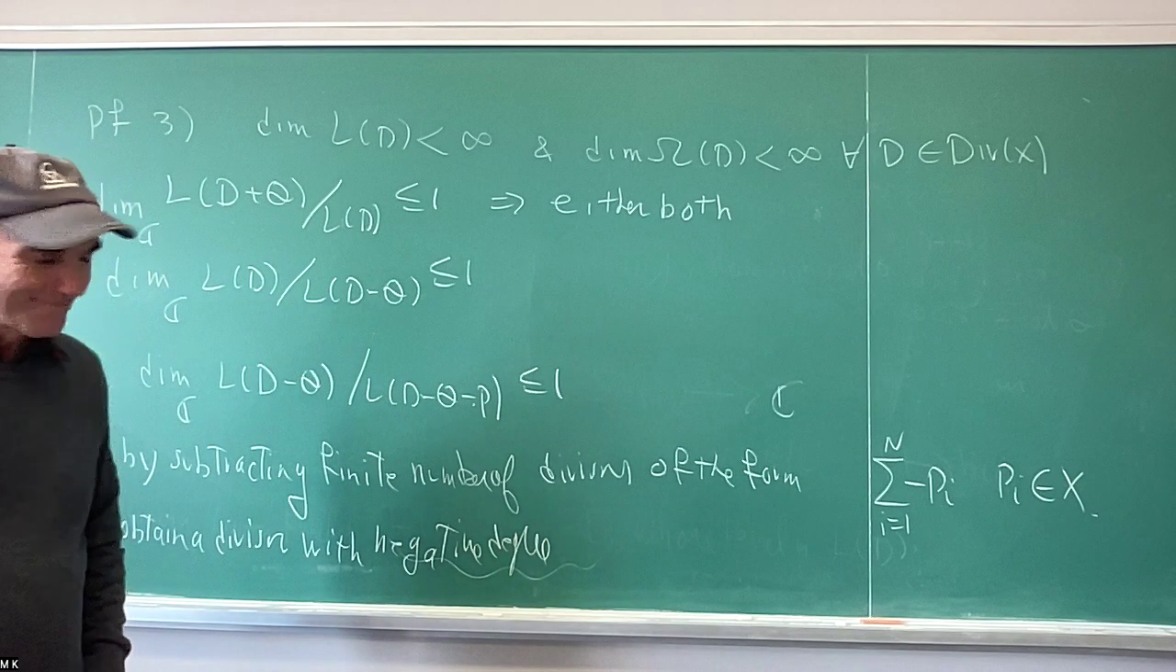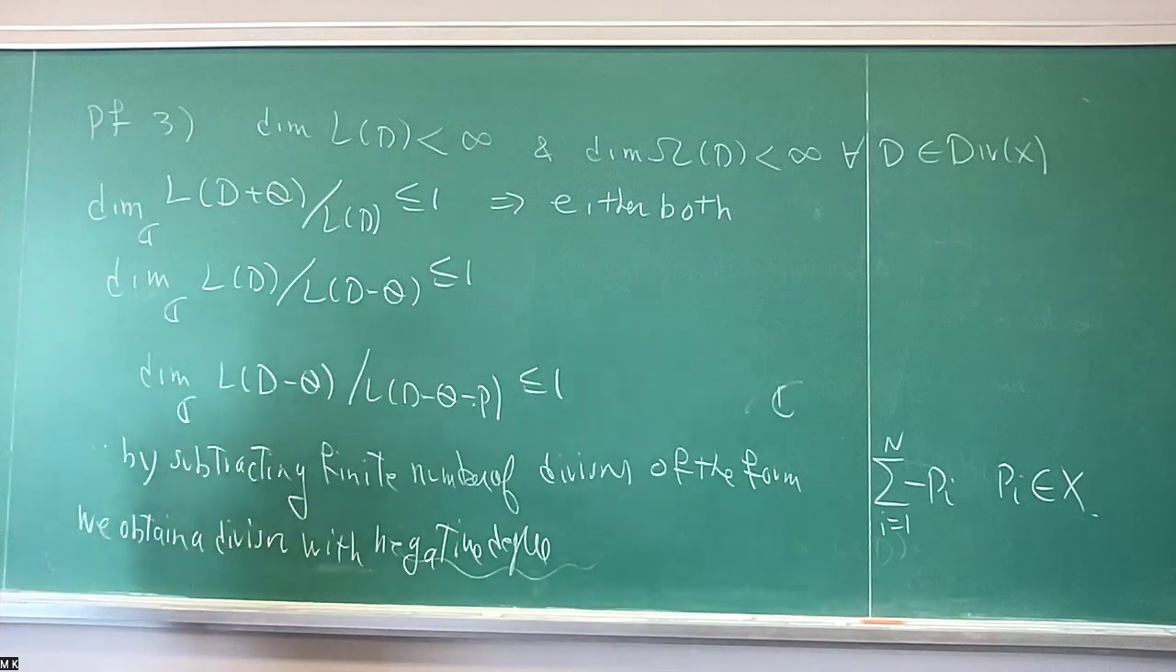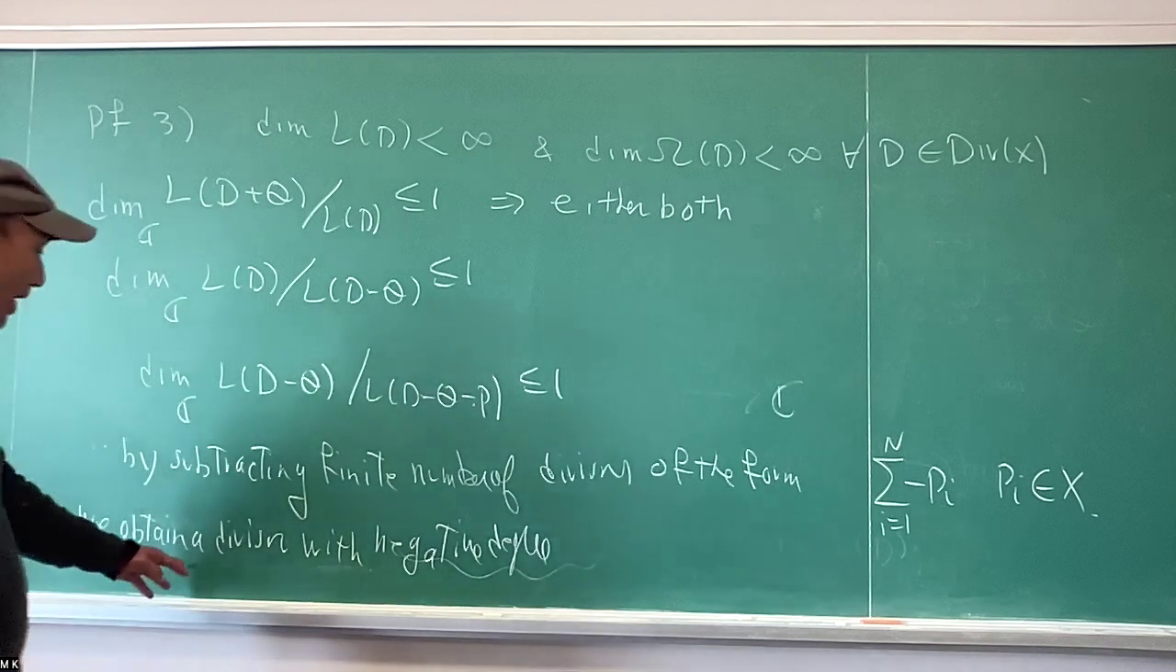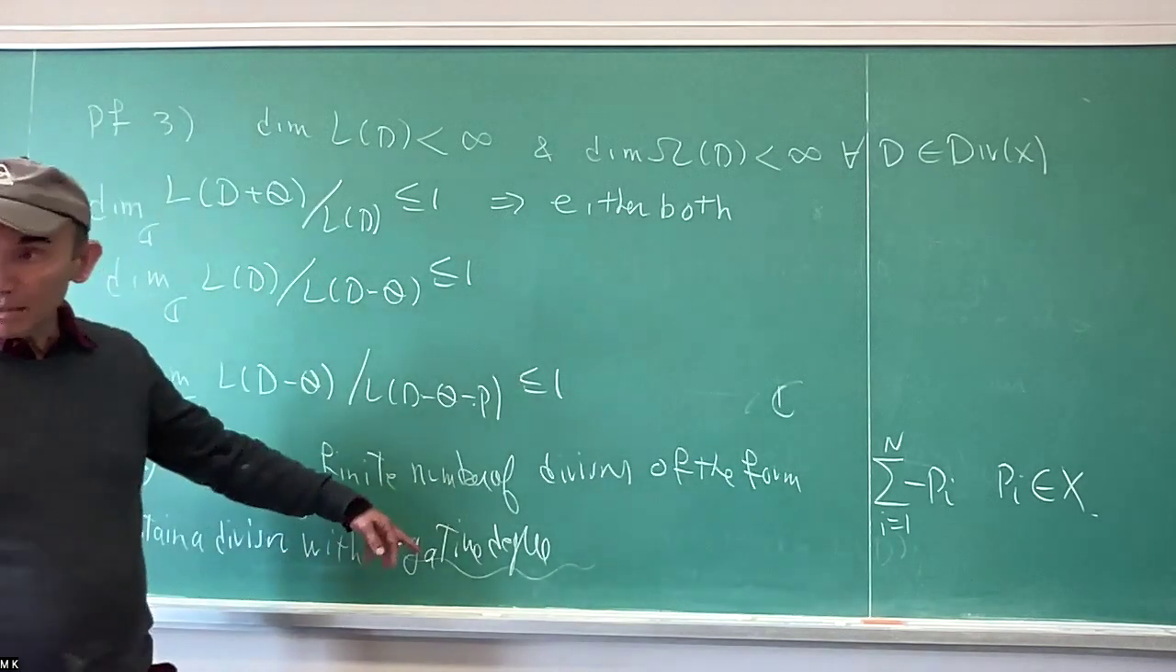Because L of D minus finitely many plus 1 over L of D minus finitely many is less than or equal to 1. Yes. But how do we get something less than or equal to 0? Did I get less than or equal to 0? No. I said the divisor with a negative degree.